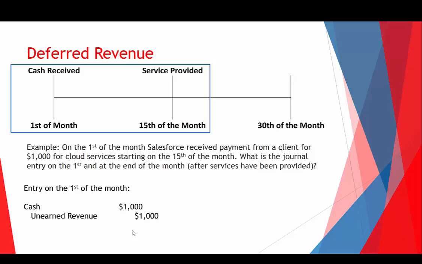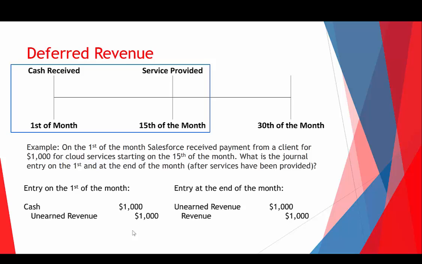But then at the end of the month, you've actually provided the services, they've used it. Now we don't owe them anything. So we can get rid of that liability by debiting unearned revenue for $1,000. At this point, we've earned it, we've provided the service, we've done the work, so we get to credit revenue for $1,000, which is going to increase our revenue. Boom, there you go. Unearned revenue is a temporary account, set up until you've actually earned the revenue.